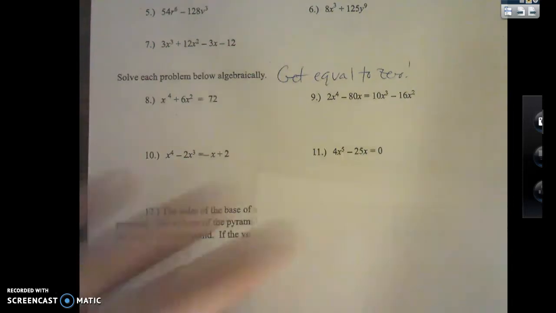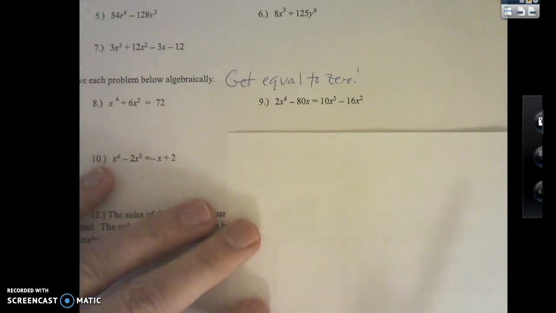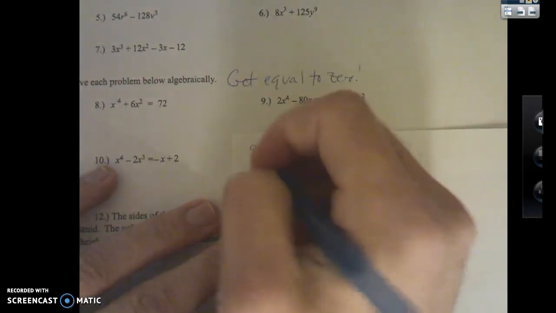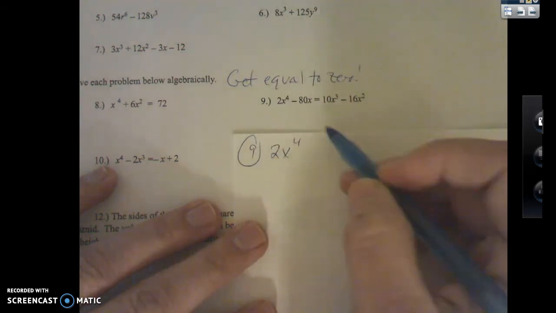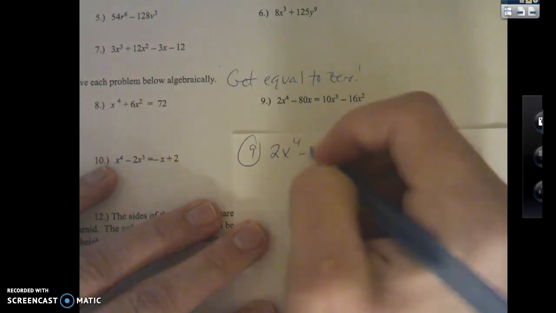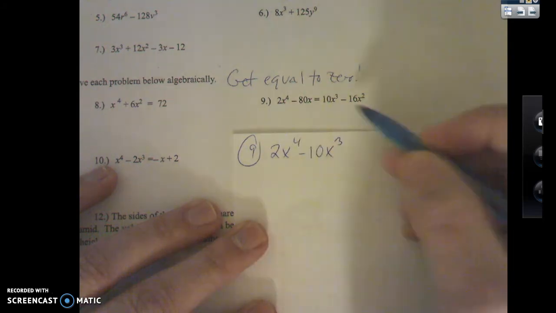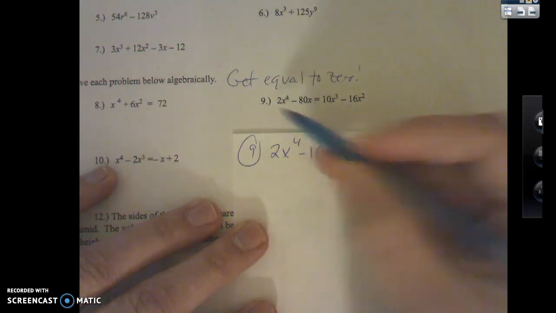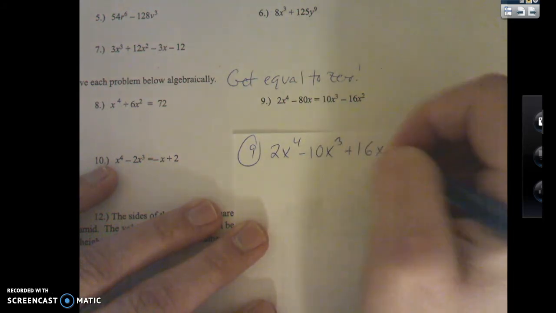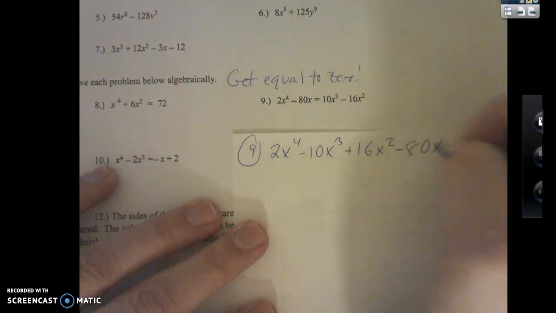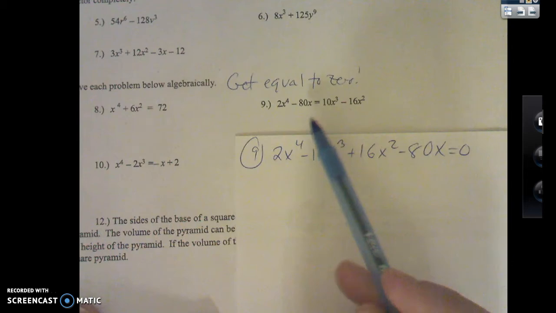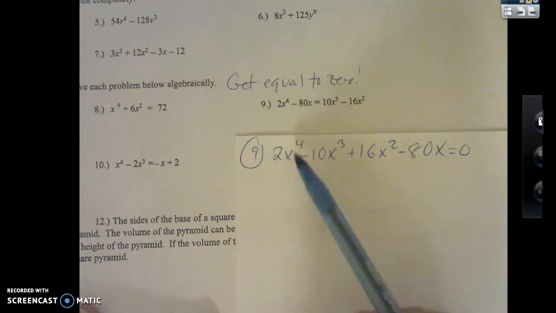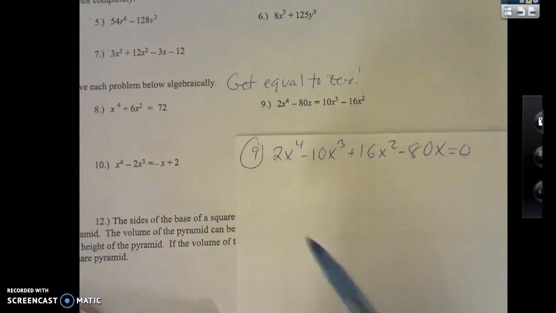Okay, number 9, over here. So I'm getting everything on one side. I have 2x to the 4th already on the left. I can subtract 10x to the 3rd over. I'm going to add 16x squared over. And then I already have a negative 80x over there. Just to pause for a moment here, hopefully you guys are comfortable with what I just did. I'm trying to get everything on one side, but I'm also putting it in standard form where I have the highest exponent and the next highest exponent all the way down.